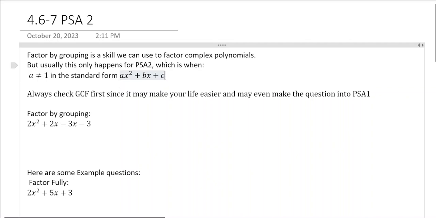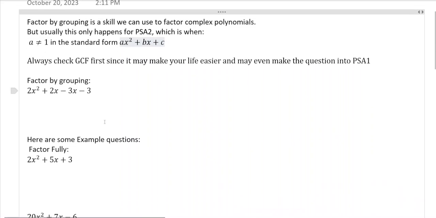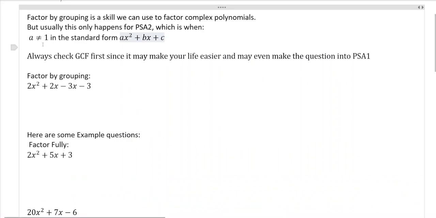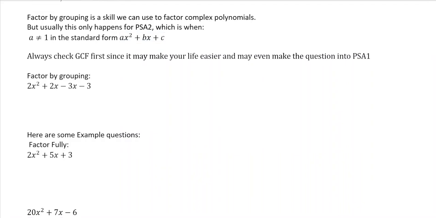So we're going to start by using factor by grouping, which is 4.6, but that's going to be a very short process here because factor by grouping is included in PSA 2, and that's the only reason why we really do factor by grouping. So let's talk about this. I will say always check your GCF first, since it makes your life easier and may even make the question into a PSA 1 question. So always do GCF first. All right, so let's take a look at this first example here.